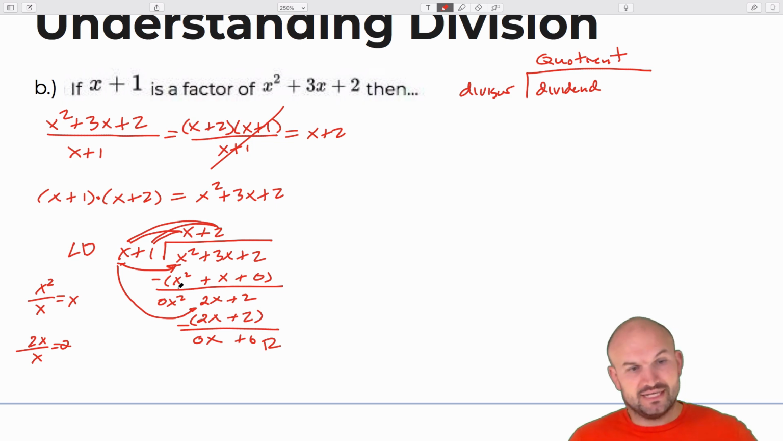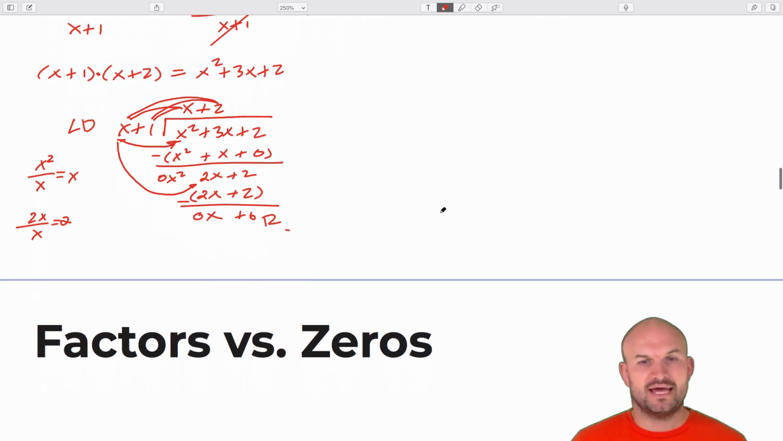Now, the other technique is synthetic division. We're going to talk about when to use long division and when to use synthetic division in this class. But synthetic division is a little bit different. Instead of using a factor, synthetic division uses a 0.